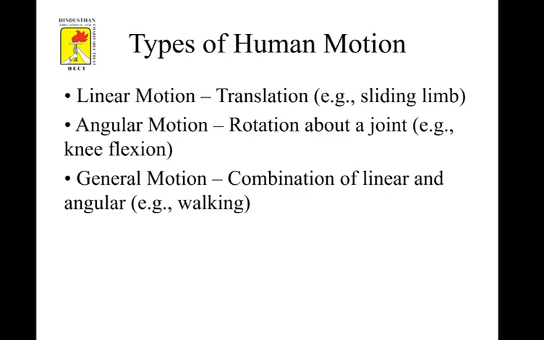So what is linear motion? Linear motion is when an object is moving in a straight line or in a linear way; it is called translation or linear motion. For example, when we slide a limb or we walk in a straight path, we can call it linear motion. Angular motion is nothing but rotational motion. So when we flex our knees or make a circle during a movement, it is called angular motion. General motion is nothing but a combination of linear and angular motion. For example, we can consider walking as a general motion.